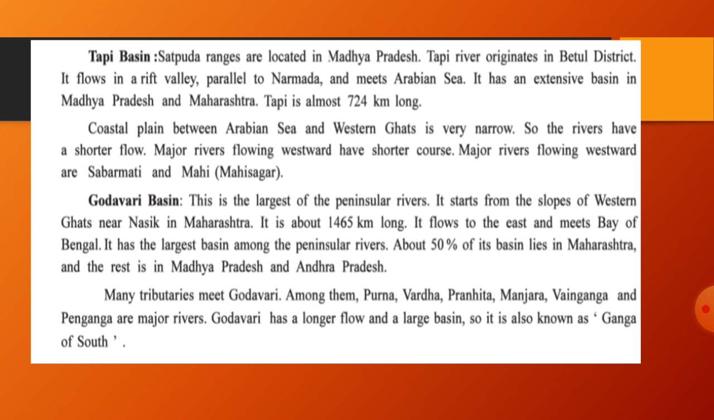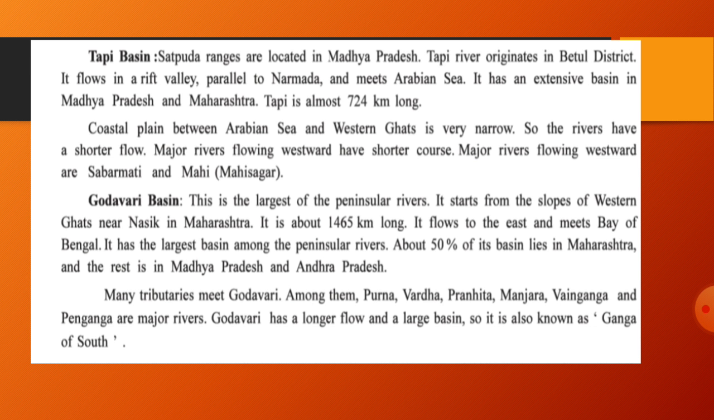The next is the Tapi Basin. The Tapi Basin is almost 724 kilometers long, and the Tapi River originates from the Satpura ranges in Betul district in Madhya Pradesh. It flows in the Rift Valley, parallel to the Narmada, and meets the Arabian Sea. The basin of the Tapi lies in Madhya Pradesh, Maharashtra and Gujarat.